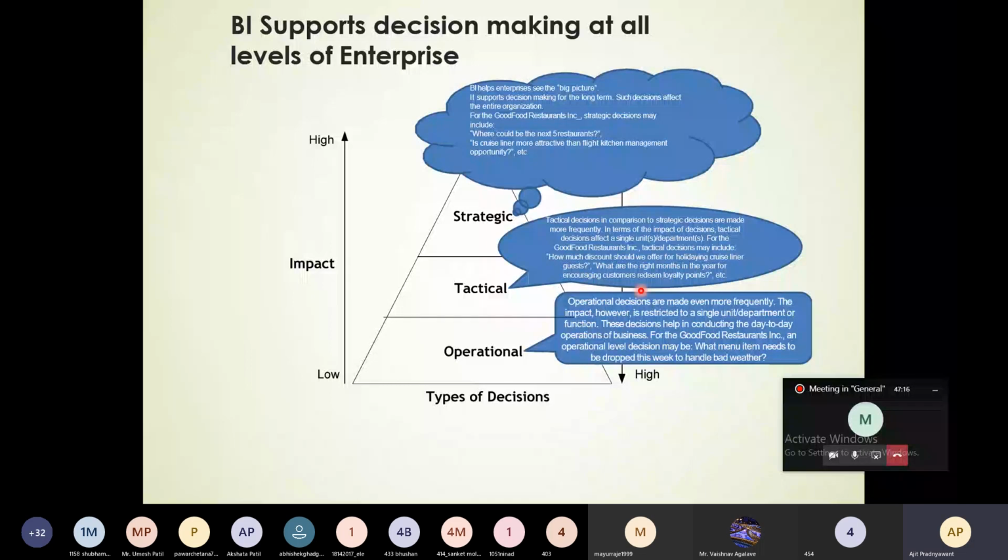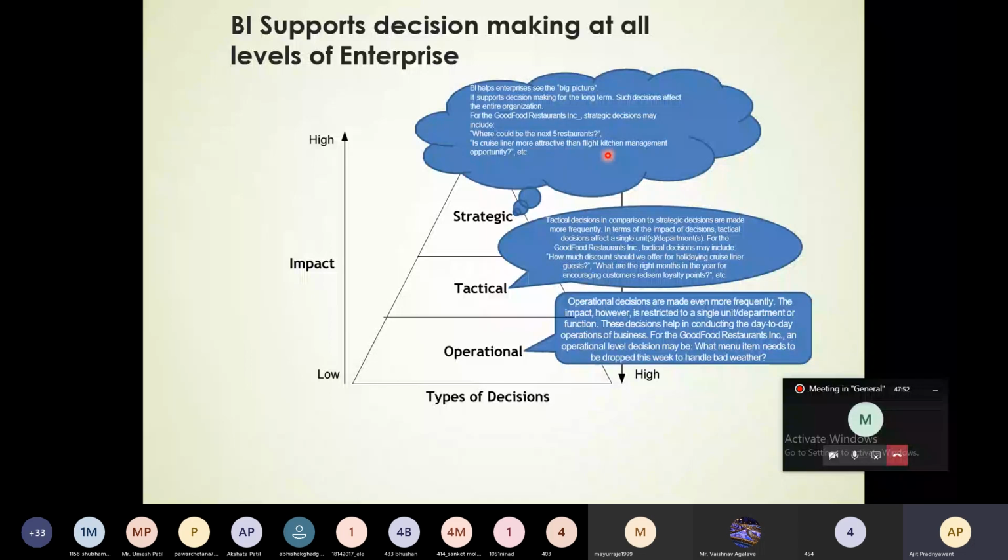Strategic decisions. BI helps the enterprise to see the big picture at the strategic level. It supports decision making for the long term. So these decisions affect the entire organization. For the good food restaurant, strategic decisions may include where the next 5 restaurants should be, or whether cruise liner is more attractive than a flight kitchen management opportunity, etc.